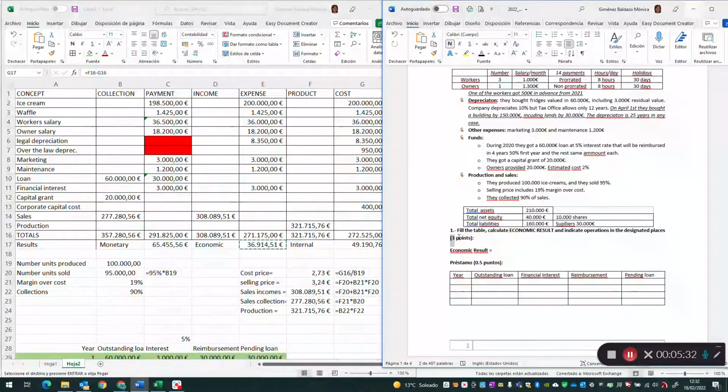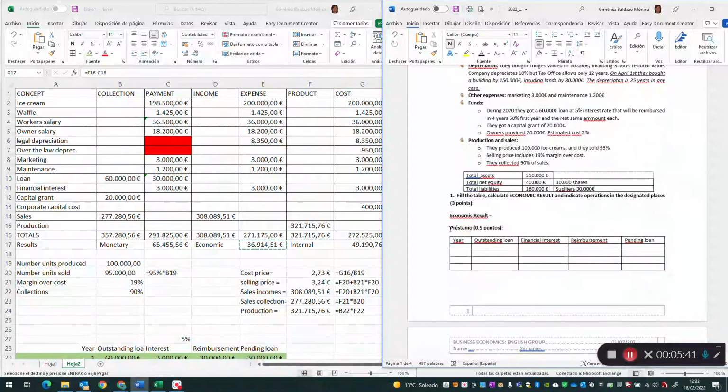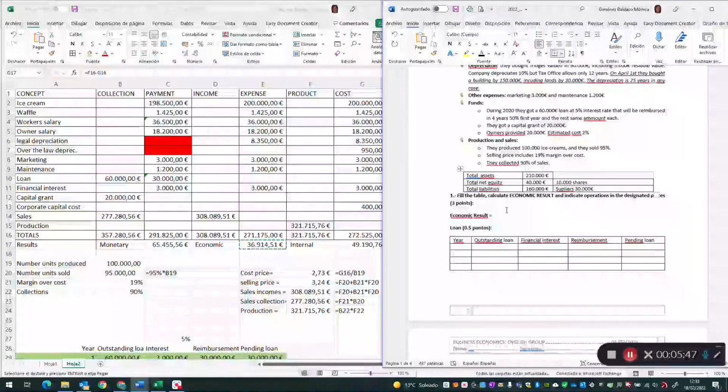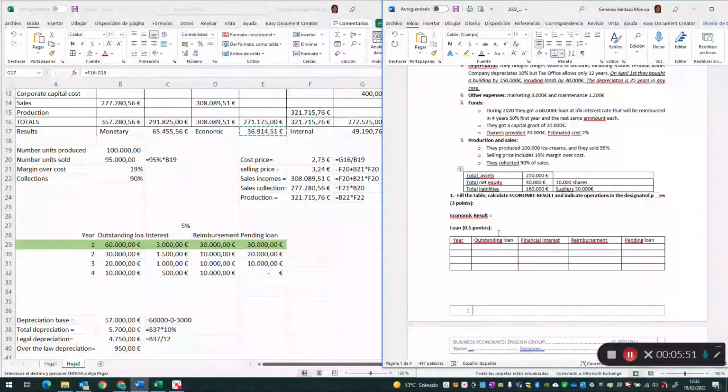So this is valued in 3 points: all the chart and the calculations and so on, and the economic result. All that is for 3 points. And you also have, there's a mistake here, this should be loan, okay? And the loan chart is valued in 0.5, okay? So 3.5 points for doing all this.